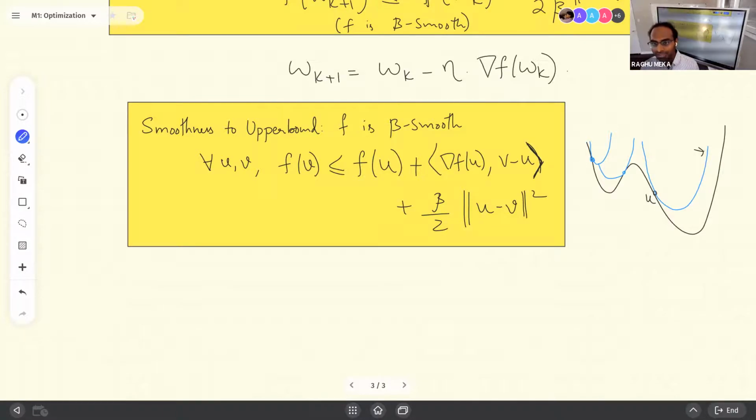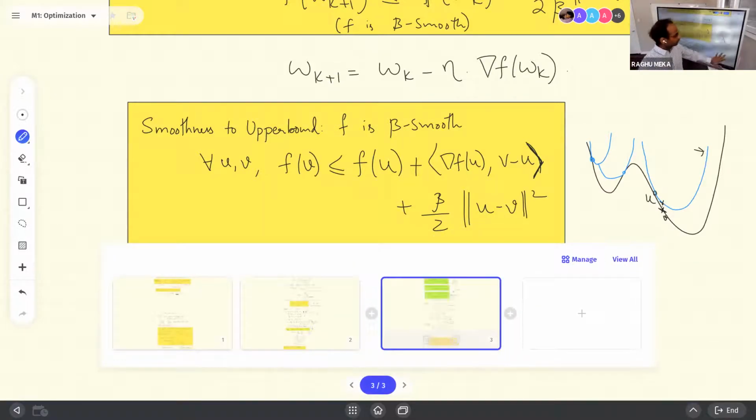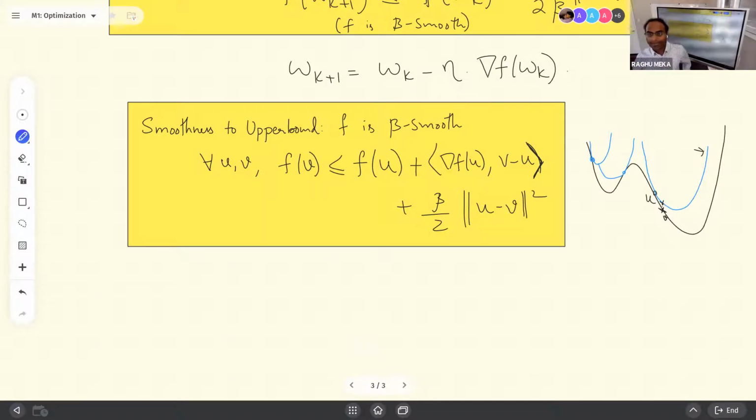Okay? And imagine putting this curve on any point along my actual function, right? But locally, if I take anything here, if this is v, f of v is less than or equal to the value on the blue curve. Does that make sense? Does the statement make sense?